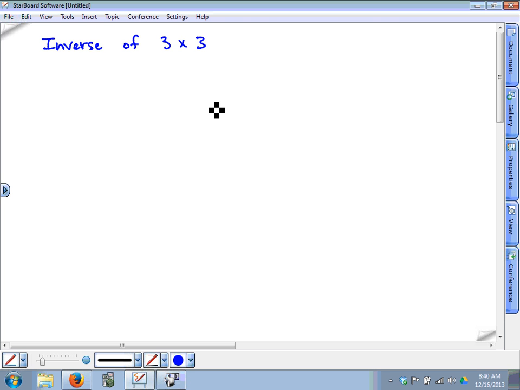Inverse of a 3 by 3. This is not going to be fun. Well, you remember the determinant of a 2 by 2 is pretty easy, right? But then once we did a 3 by 3, it wasn't quite as enjoyable. It's just kind of the same thing here.